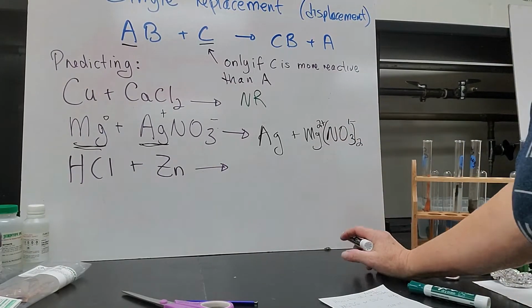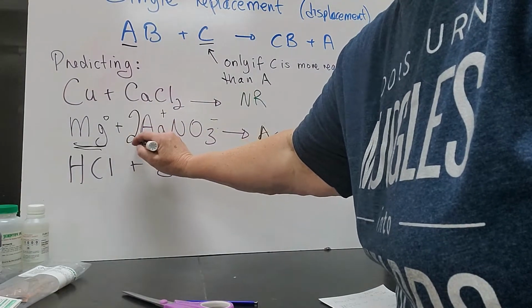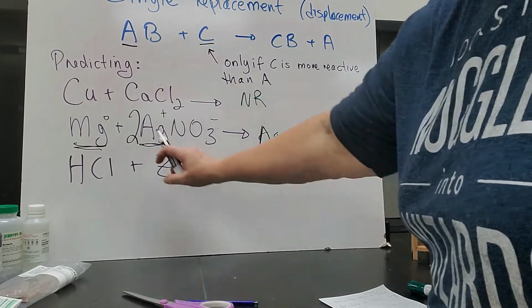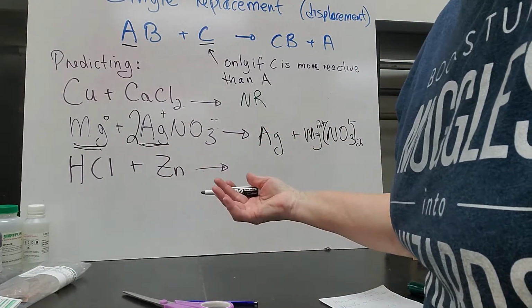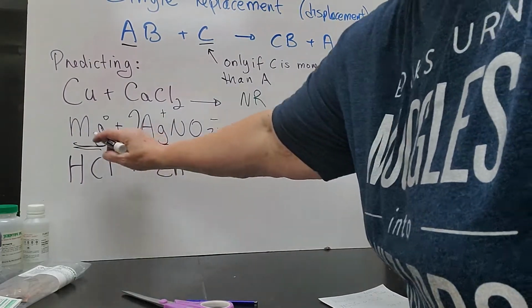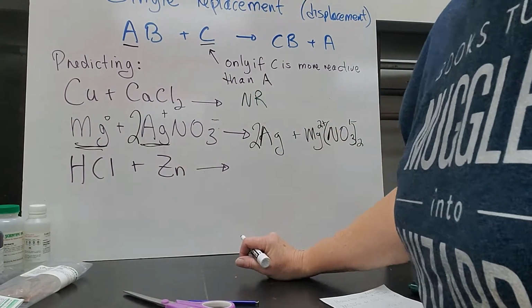Now I've got to balance it. I've got 2 nitrates, so I'll need 2 nitrates here. 2 nitrates, 2 nitrates. But I messed up the silvers. I got to fix it. So 2 silvers, 1 magnesium, 1 magnesium. I've got it balanced. All right, let's try the next one.